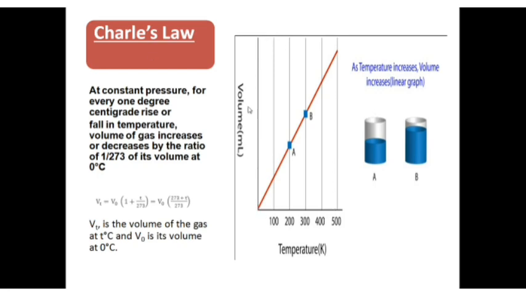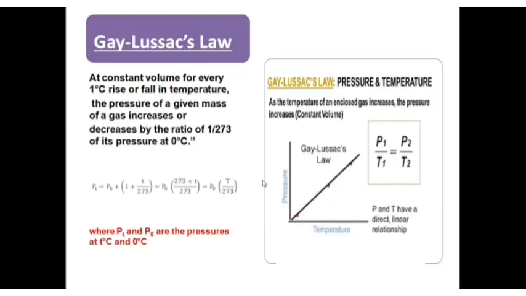So this is Charles' law, and the next law is Gay-Lussac's law. What this law states: at constant volume, for every 1 degree centigrade rise or fall in temperature, the pressure of a given mass of a gas increases or decreases by the ratio of 1 by 273 of its pressure at 0 degree centigrade. This is the mathematical equation of Gay-Lussac's law, where Pt and P0 are the pressures at T degree centigrade and 0 degree centigrade. And this is the graph of Gay-Lussac's law between pressure and temperature, keeping the volume constant.